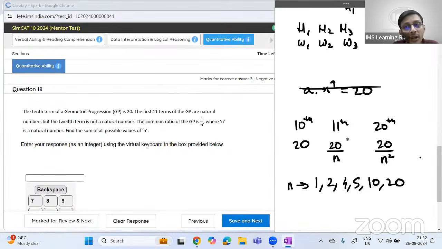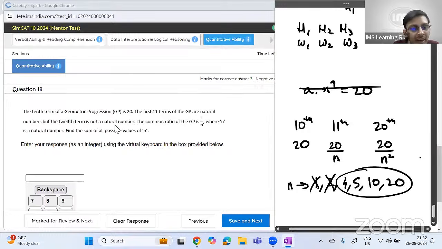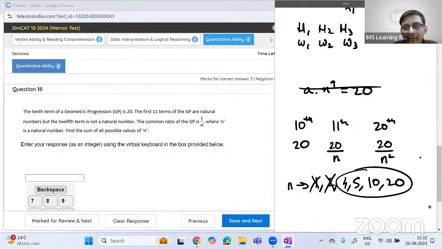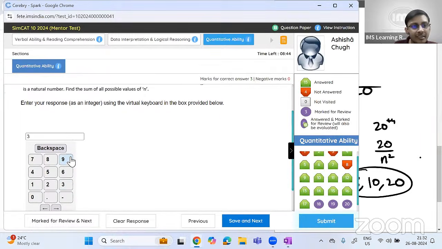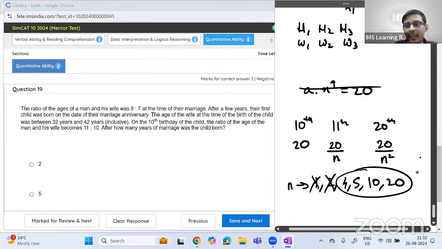12th term is not a natural number. So this will not be a natural number. So n cannot be 1. 2 square, no. Cannot be 2. 4 square, yes, fine. 5 square, n can be all of these. Find the sum of all possible values of n: 4, 5, 10, 20, 39. Yeah, seems to be fine. Seems to be pretty easy based on factors rather than GP.